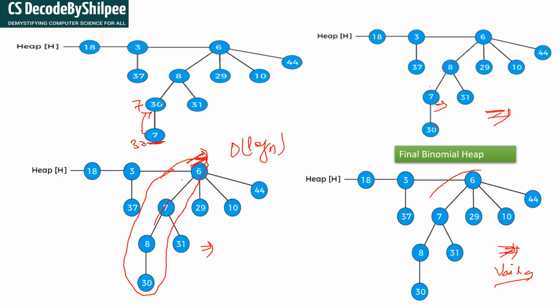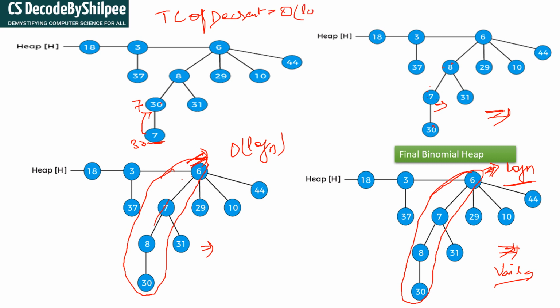In that, we were just performing swapping with the parent, and that is nothing but the proper path, and that path is nothing but the height, and we know that the height is order of log n. So the time complexity of the decreasing a key operation will take order of log base 2 n. This is the time complexity.